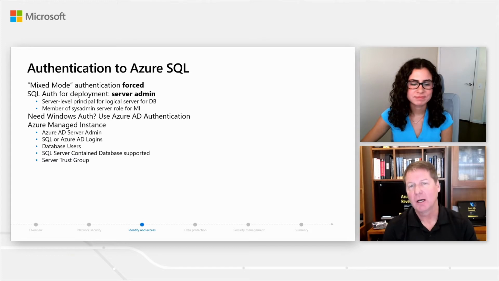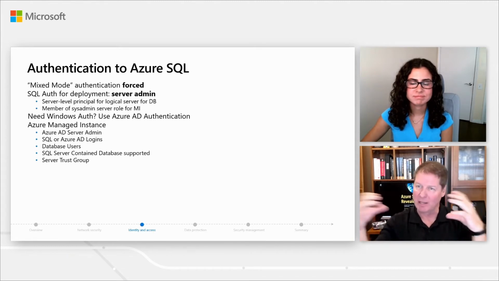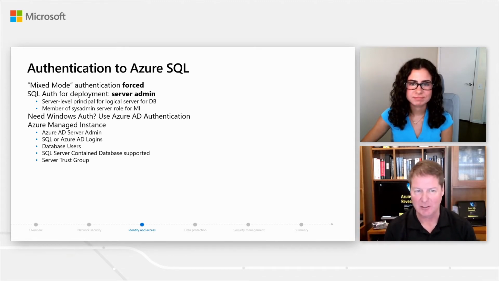And then we announced last fall support for things like distributed transactions in managed instance. So we have this concept called a server trust group you can use to support integrated access between the managed instances for things like DTC.